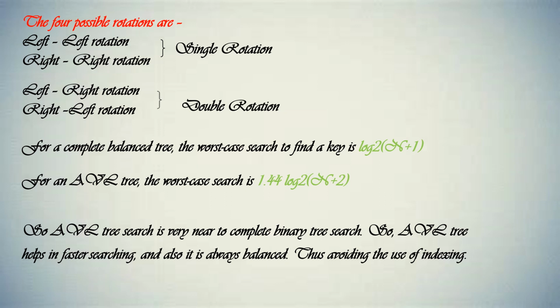For a complete balanced tree, the worst case search to find a key is log2 of n plus 1. For an AVL tree, the worst case search is 1.44 log2 of n plus 2. So, AVL tree search is very near to a complete binary search tree. So, AVL tree helps in faster searching and also it is always balanced, thus avoiding the use of indexing.